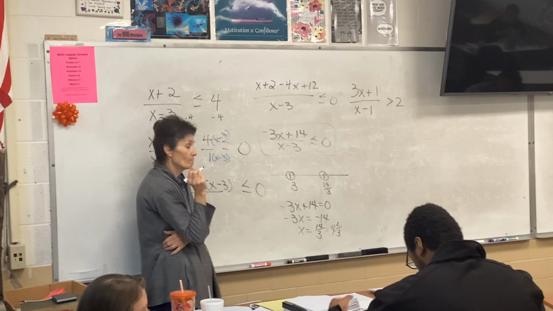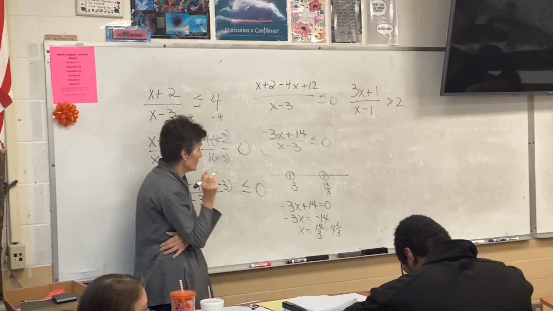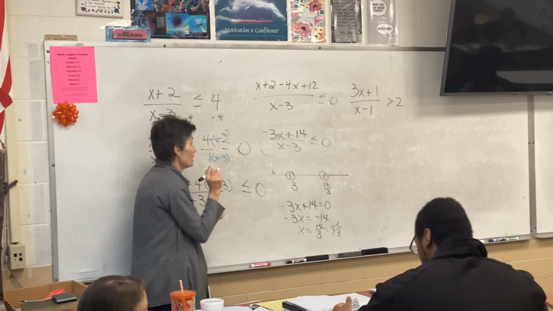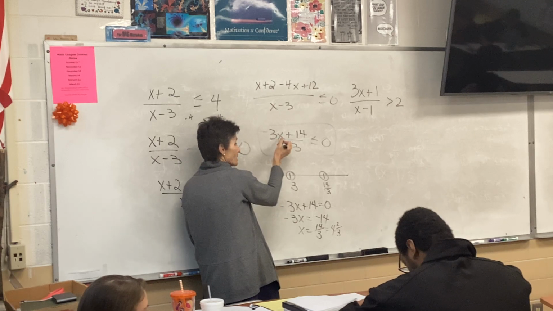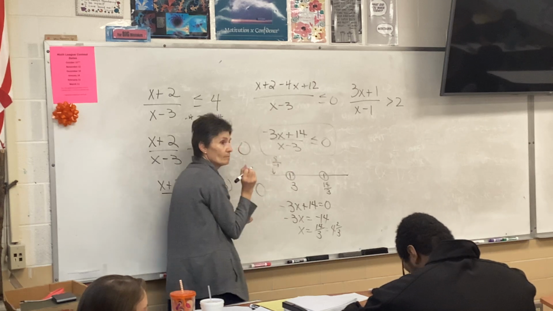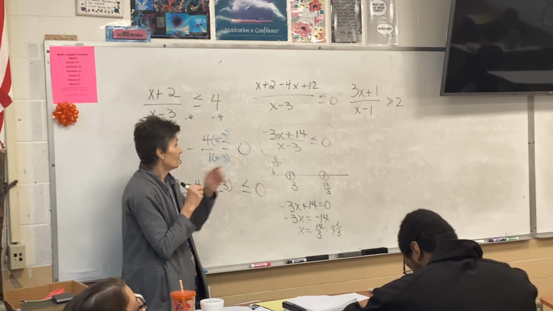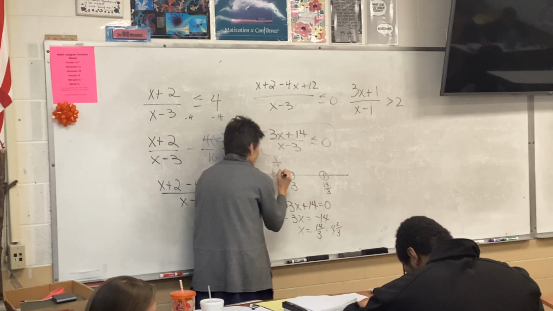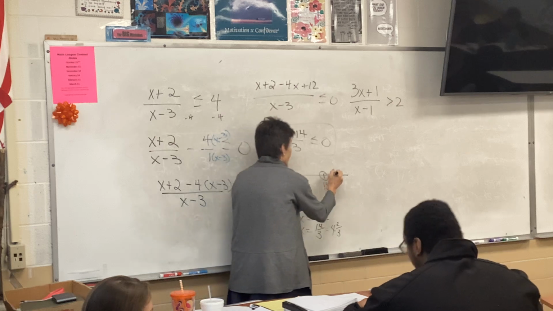Pick a number. What number do you want to try? 2? Yep. 2 is out here, over here. So if I put in 2, my numerator is negative 3 times 2 is negative 6, plus 14, which is 8. And my denominator is negative 1. Is 8 over negative 1 less than 0? Yes, it is, you're right. So I'm going to shade here, and then I won't shade here, and I will shade here.